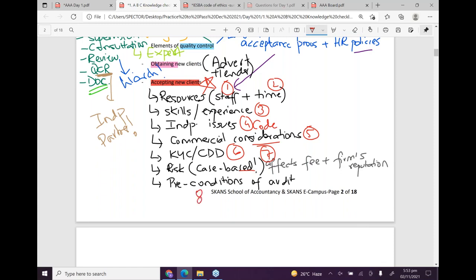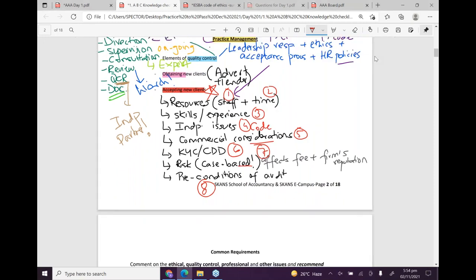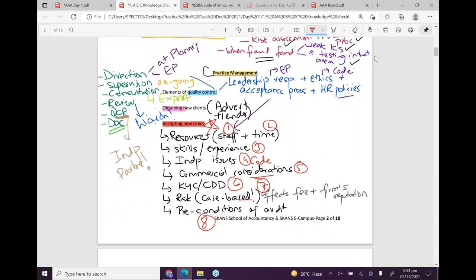And finally, very, very important, you cannot accept an audit if the preconditions of an audit have not been met. This includes the reporting framework, directors acknowledging their responsibilities, and giving us unlimited access to all records and information. So whichever material you're using, please make sure you learn the factors to consider, because these are a combination of straightforward and scenario-based marks that you can actually get in the exam.